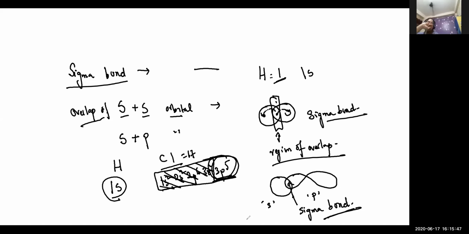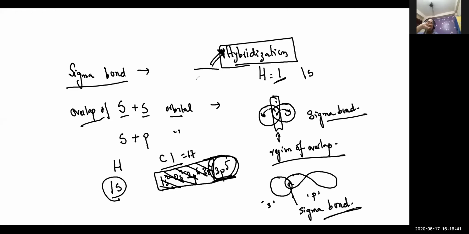Because to form a sigma bond, you might have different combinations, so different combinations are accepted here. There is another thing called hybridization. If you understand hybridization, you will understand why both of them are sigma bonds. Hybridization is basically the overlap of orbitals, and after overlapping, the shape changes.